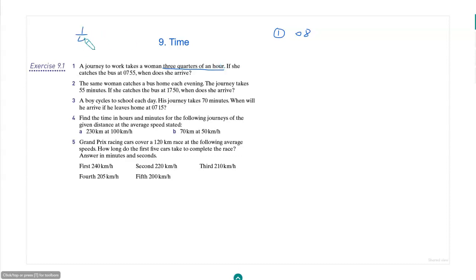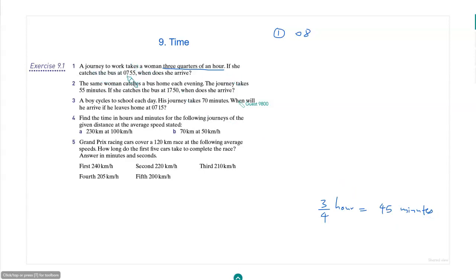Quarter means 1/4, right? So 3/4 means 3 into 1/4, or it is 3/4 of 1 hour. So 3/4 of 1 hour means how many minutes? 45 minutes, right? So the journey takes 45 minutes.